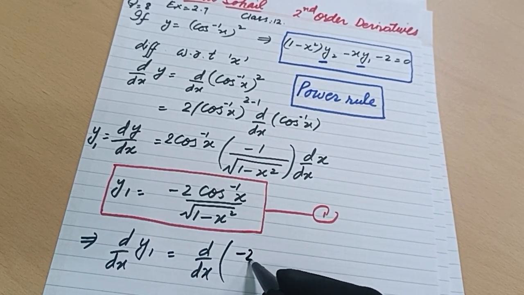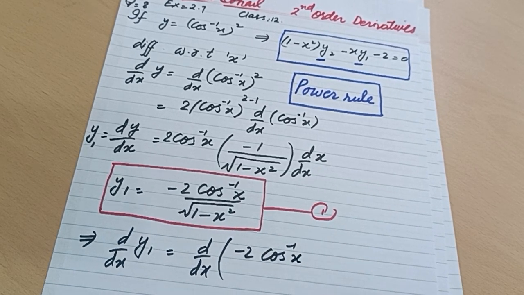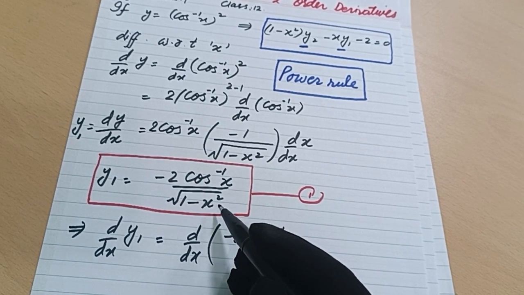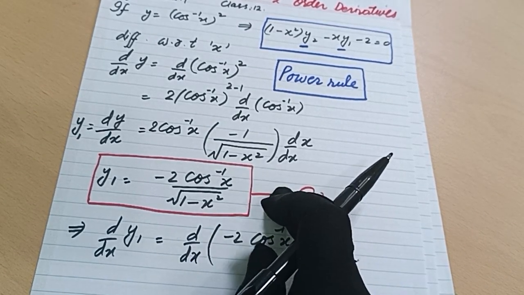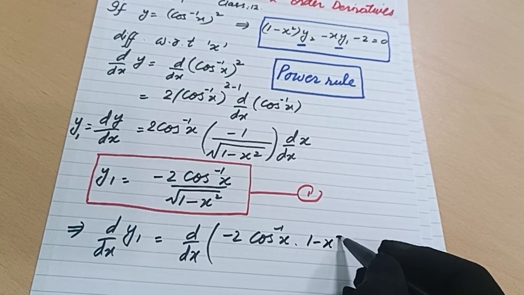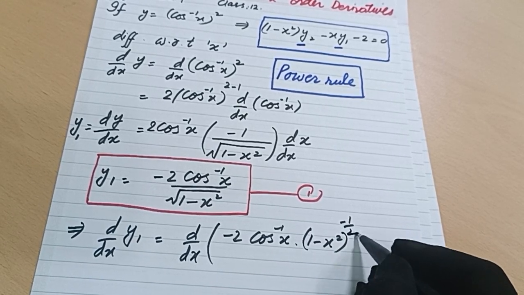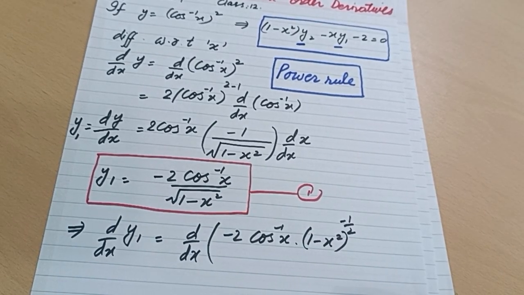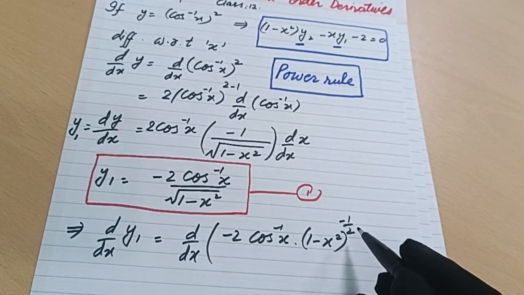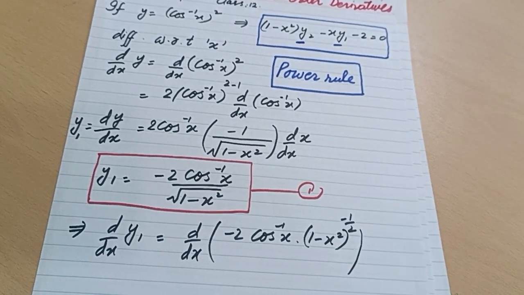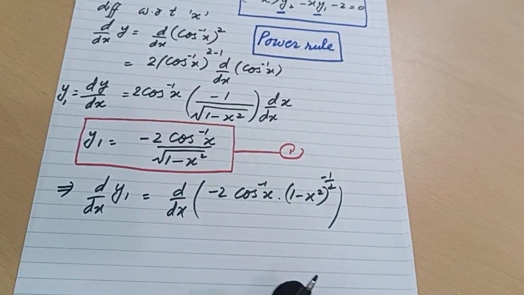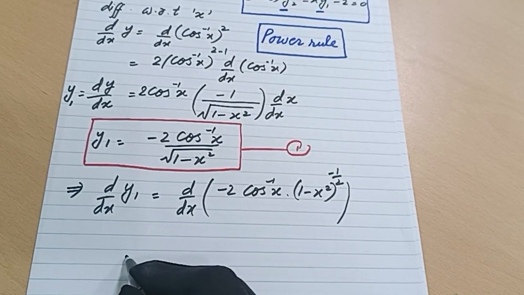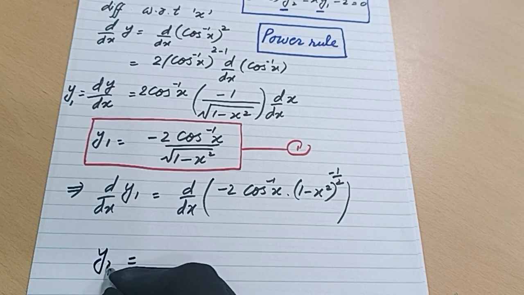And this function, minus 2 cos inverse of x, if you want to write as it is, you can write. But if we are writing as it is, we have to apply the quotient rule. If I take this function up, its power will become 1 minus x square whole power negative 1 by 2, because its power 1 by 2, on going in the numerator, will become negative 1 by 2. Then we have to apply the product rule, and I think the product rule is comparatively easy to apply as compared to the quotient rule, so I will go for the product rule. This will become the second derivative.